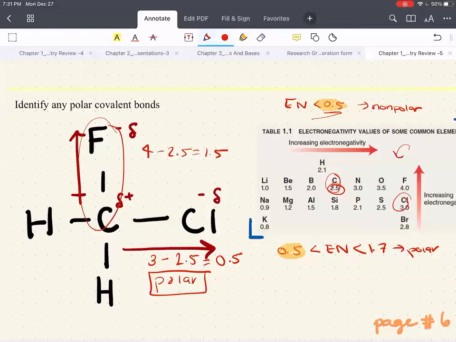What about our carbon hydrogens? Well, hydrogen is 2.1 and carbon is 2.5. The difference between them is 0.4. Awesome. So that's obviously non-polar. So we're not interested in that. We're only wanting to identify our polar covalent bonds, which is the carbon fluorine and the carbon chlorine.